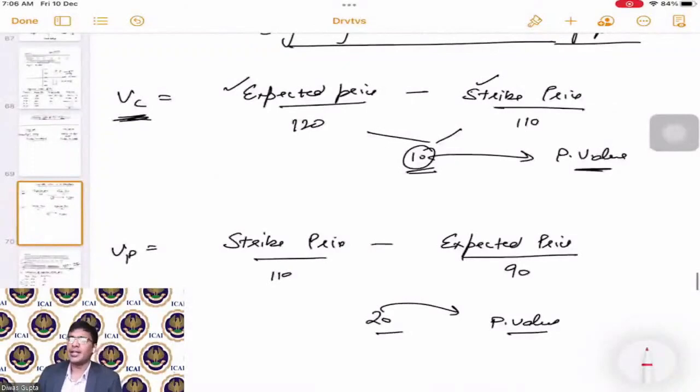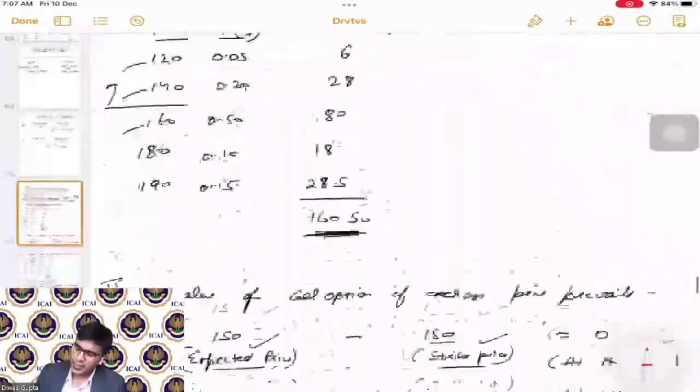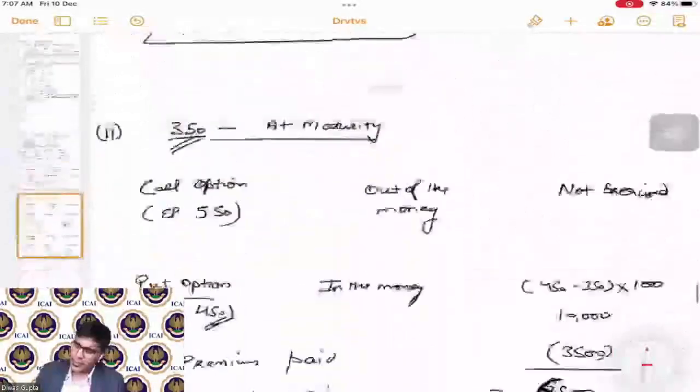Now, what we studied next is the value of an option. The value of a call option would be the expected price minus the strike price. This difference is the value of the option on a future date. To bring it to the present date, we take the present value of this difference. Similarly, for a put option, it is the strike price minus the expected price. Then let us go down.